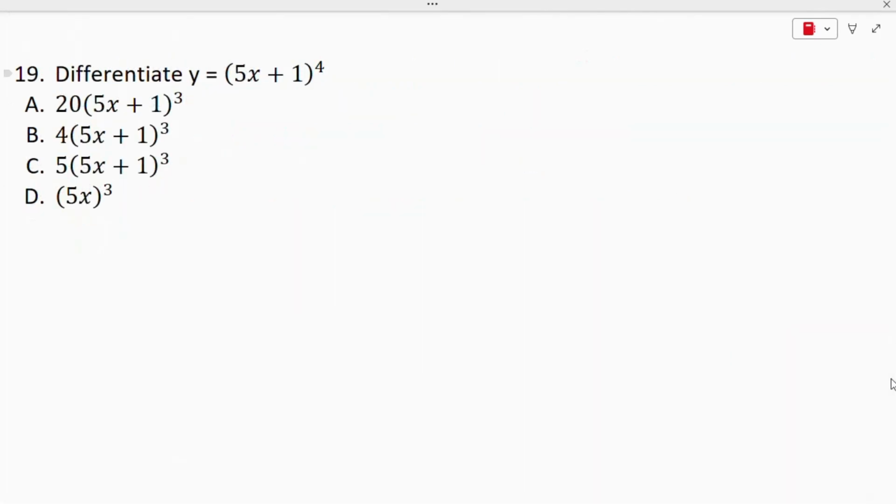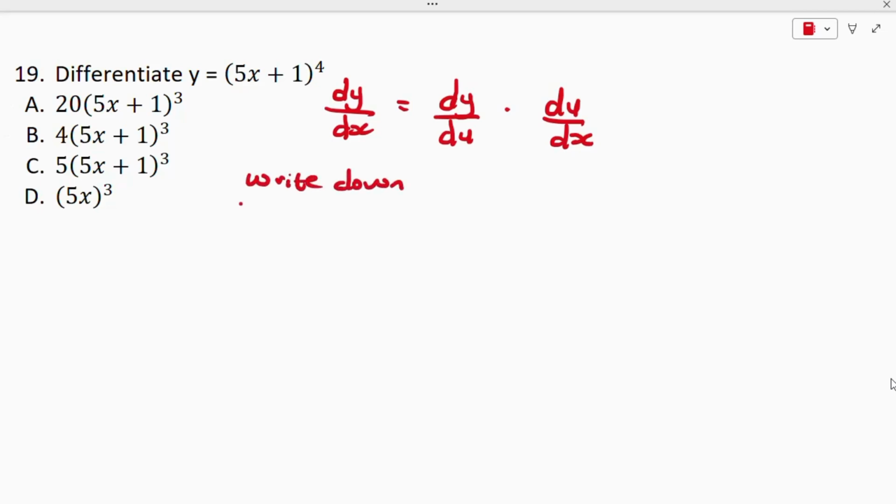Okay, so question number 19 says differentiate y equals (5x plus 1) raised to the power of 4. Now taking a look at this question, we are going to apply the chain rule, which states that dy/dx equals dy/du multiplied by du/dx. So this is the formula, or you can easily use the shortcut. Since this is a JAMB question and all the questions are objective, you can either make use of this formula or the rule that says: write down the power. That is the first thing you will do.